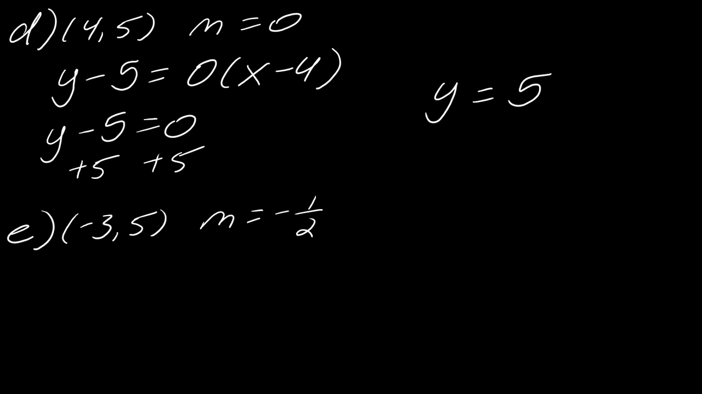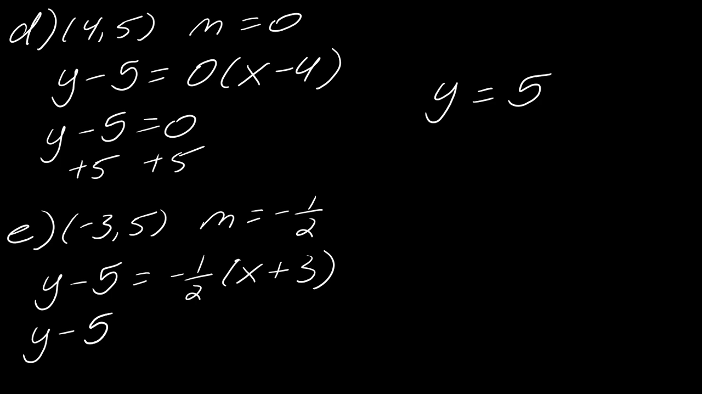Okay, so moving on to the next one. So this is going to be y minus 5 equals -1/2 times x minus -3, which will become x plus 3. Okay, so now I'm going to take y minus 5 equals -1/2 x minus 3 over 2. So now I want to add 5 to both sides, but the thing about adding 5 to both sides is that I'm going to have to get a common denominator in this case.